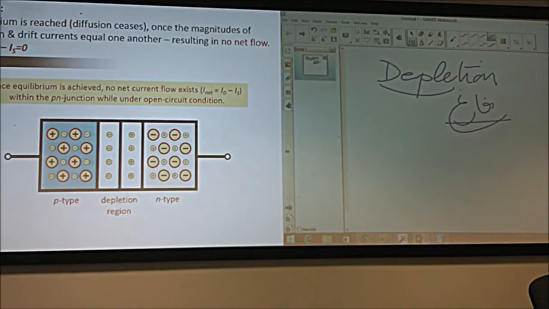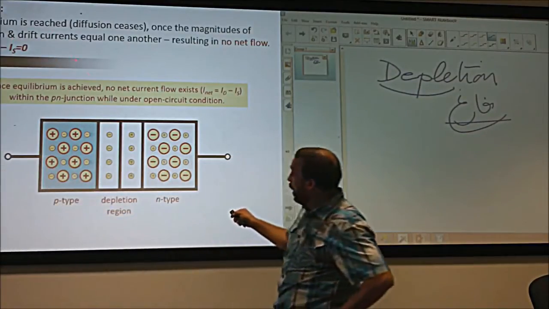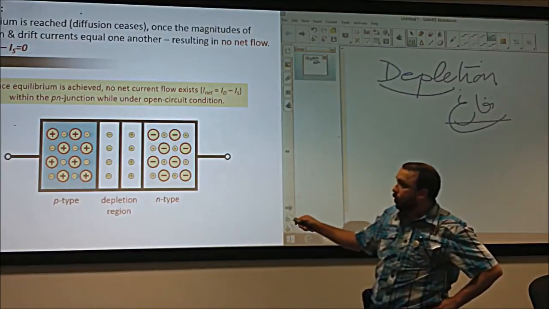Our thermal equilibrium takes a very, very small amount of time, in the microseconds, even nanoseconds. So as soon as this happens, the diffusion current will decrease over time because of the electric field, until that diffusion current is equal to the drift current generated by the electric field of the depletion region. And at that time, the total current will be equal to 0.